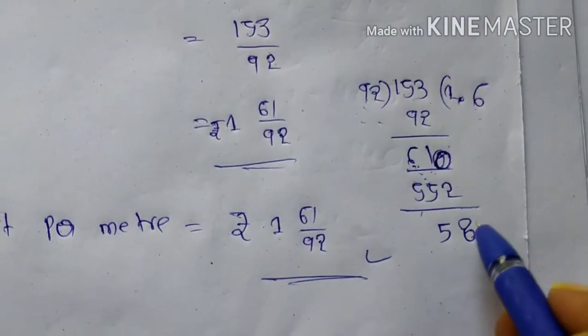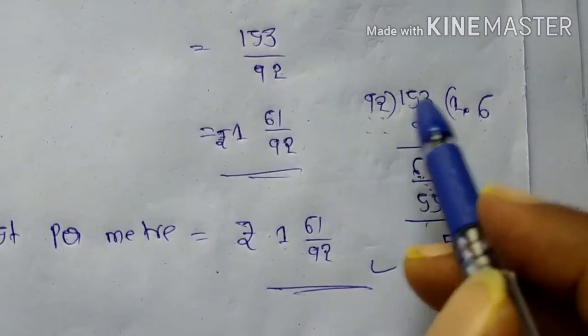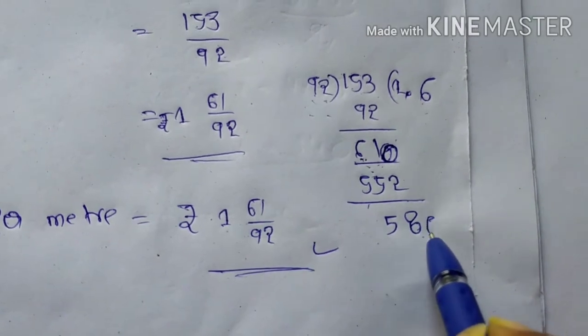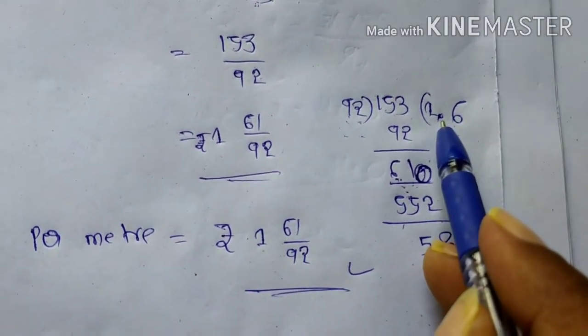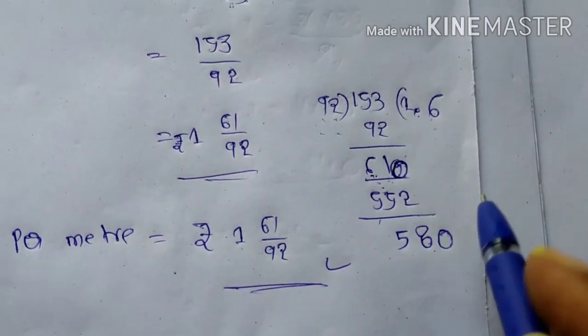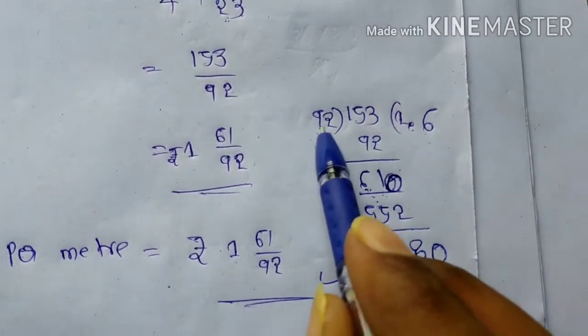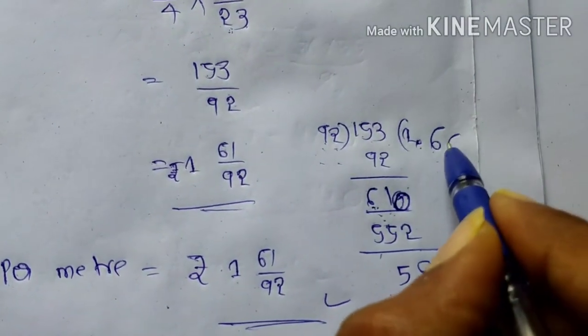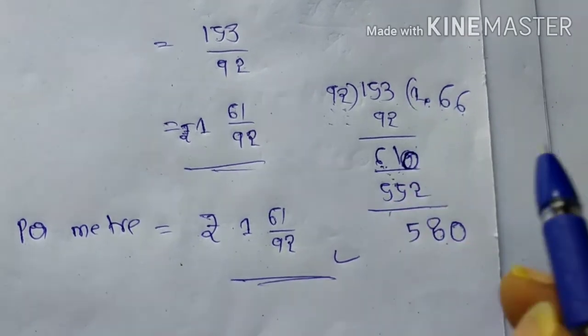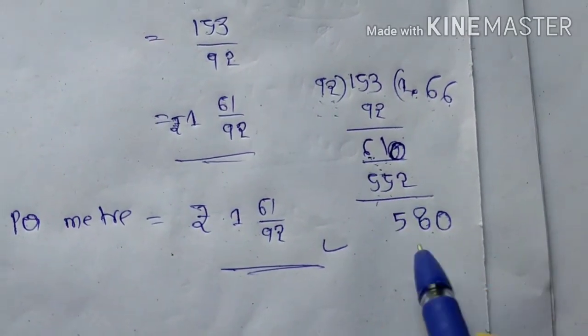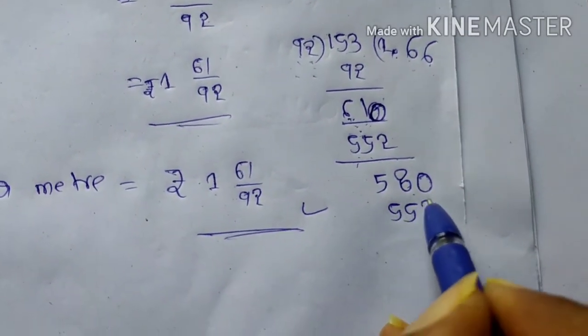58. Is 58 also less than 92 or not? Yes. So you can take one more 0. Why? Because the decimal point is already available, so you can take it directly. So once again you can try 9 6s are 54. That means here 92 into 6. 92 into 6, how much are you getting? 552. You can take here 552.